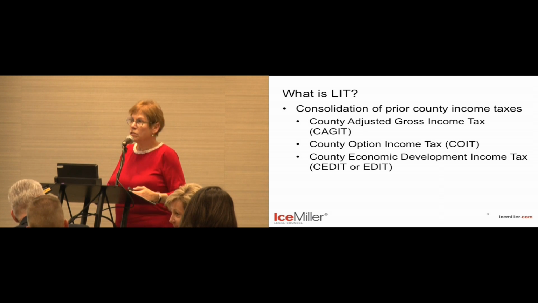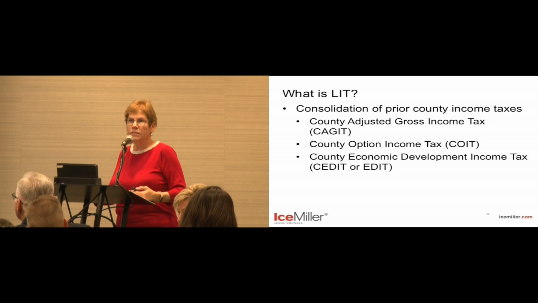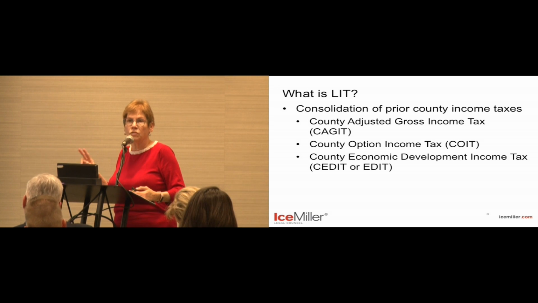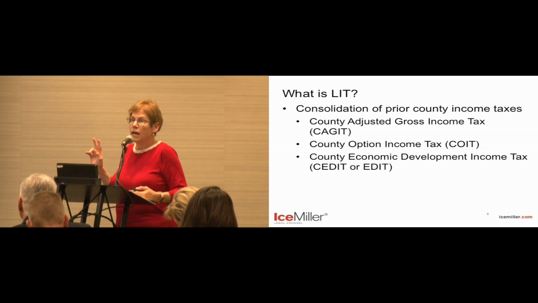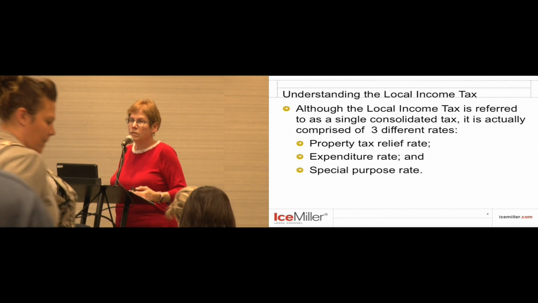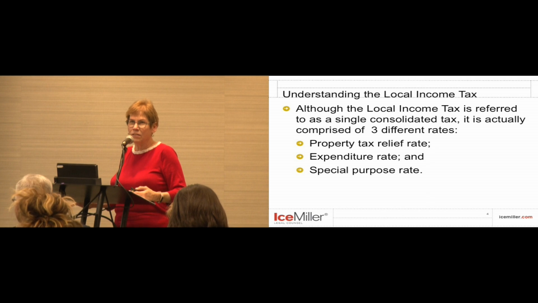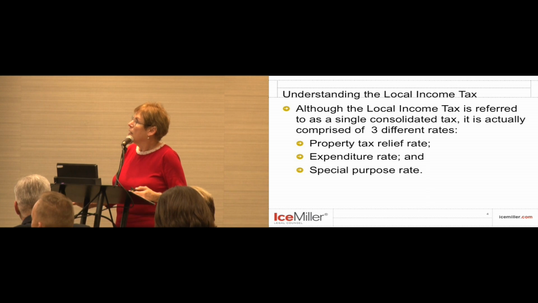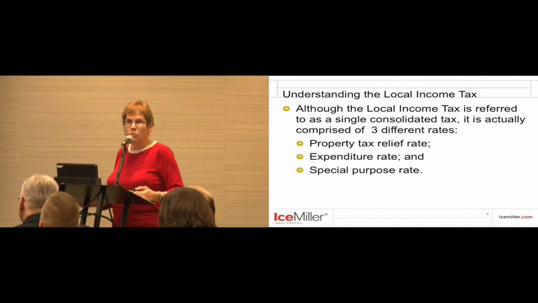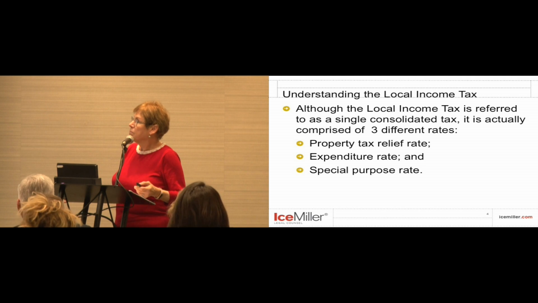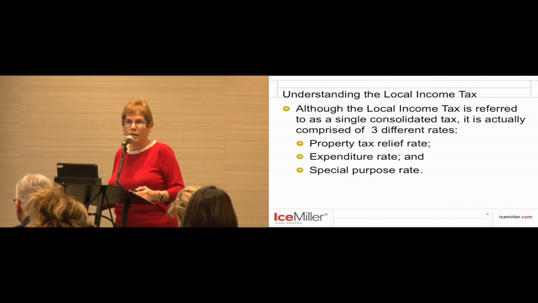And although it's referred to as a single consolidated tax, for all 92 counties, it can consist of 2 rates. And in some counties, it will consist of 3 rates. There's a property tax relief rate that nearly every county's imposed, an expenditure rate, which is the money that you're going to spend, and then a special purpose rate.